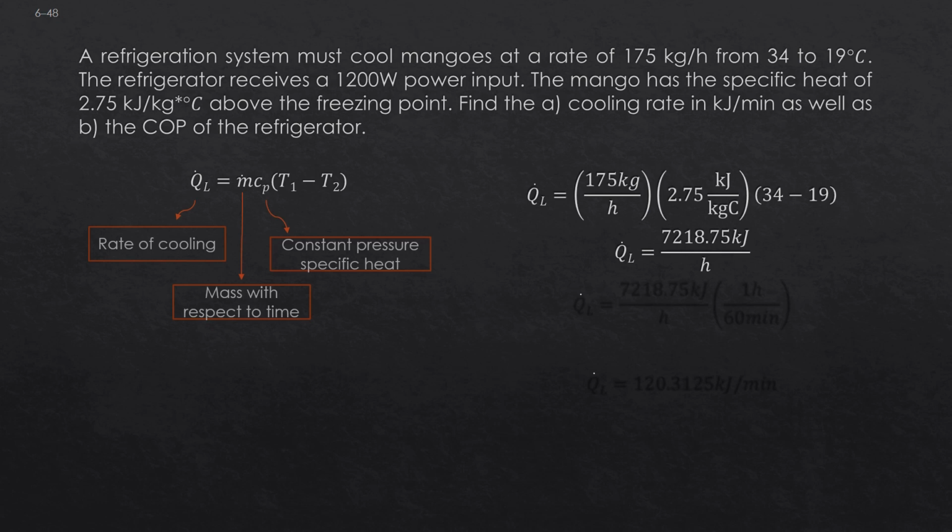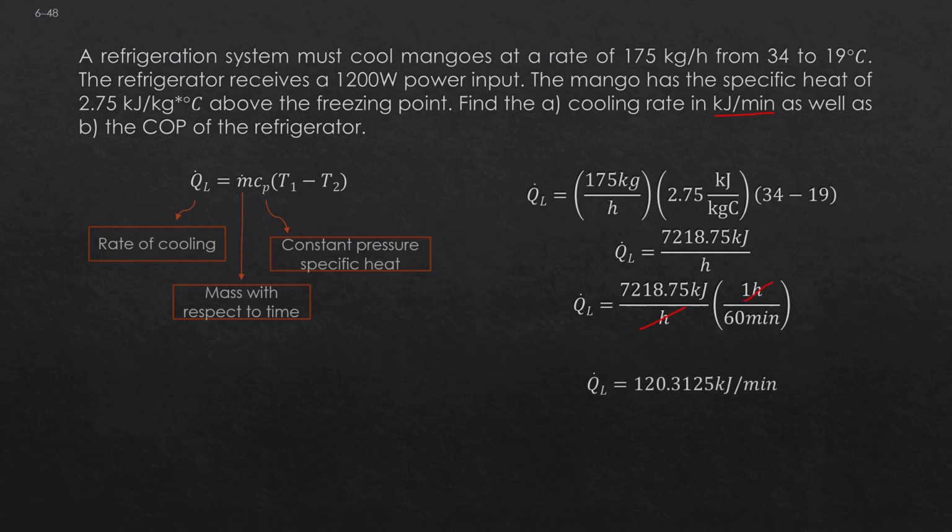And since we are looking for the rate of cooling in kilojoules per minute, we need to convert hour into minute. We will get Q dot sub L equals 7,218.75 kilojoules per hour times 1 hour over 60 minutes. So eliminating the unit hour, we'll get Q dot sub L equals 120.3125 kilojoules per minute, and this will be our rate of cooling, and we can use this to solve for the COP of the refrigerator.